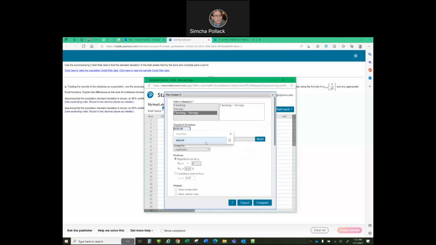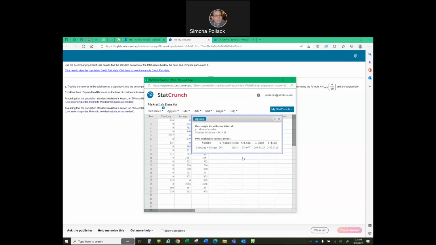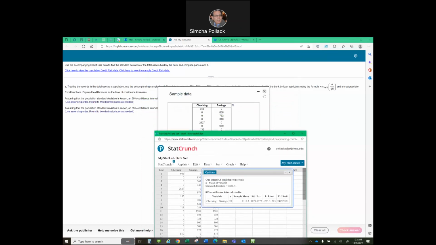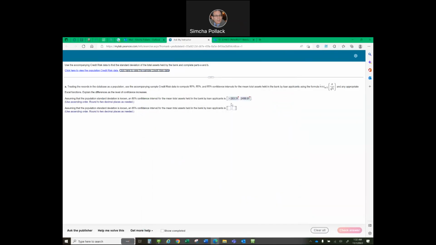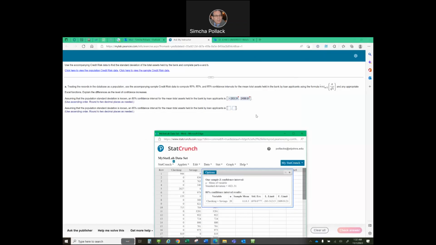We know the standard deviation is 4821.31. We want a confidence interval. We want 80%. We didn't mess that up. And now we say compute. And we're seeing minus 263.31 to 2499.91. Let's see, what's the right answer? 263, yeah, now it's right. 263.31 to 2499.91. Verify that. Yep, there it is. Okay, so we must have made some mistake. Maybe I didn't use the unadjusted, which is a very, very subtle point that you have to be aware of.